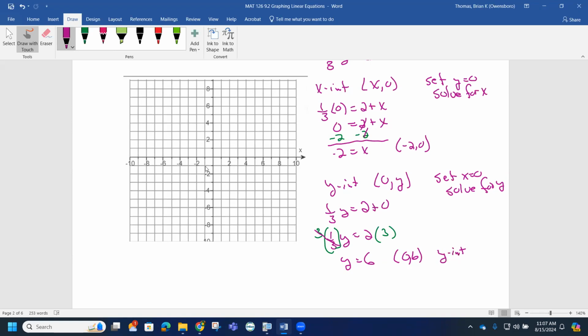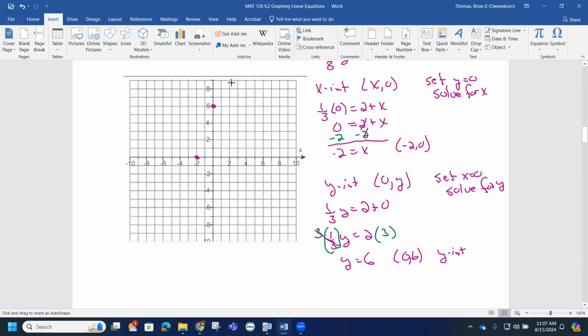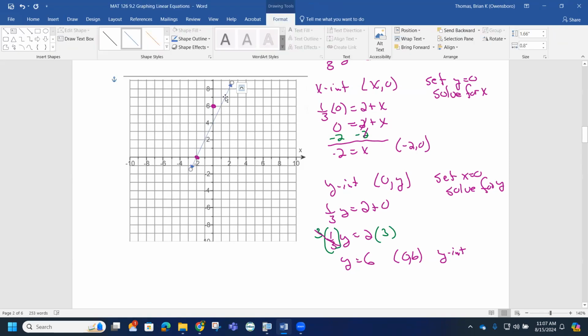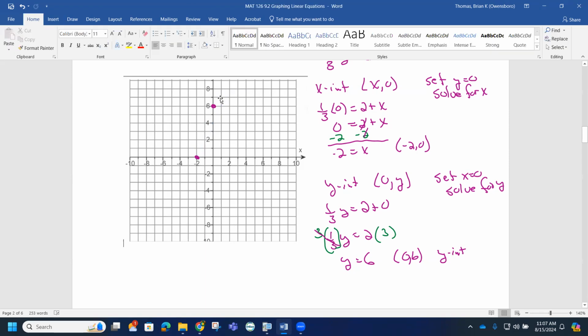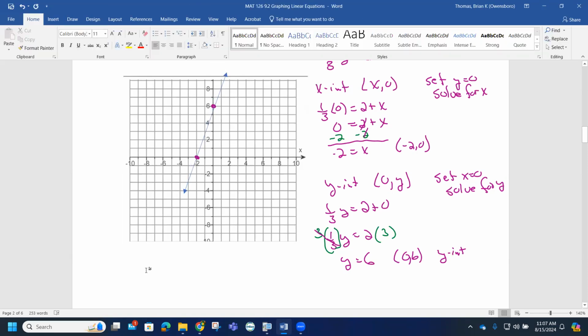So if we graph those two intercepts, -2, 0 would be located here. 0, 6 would be located up here. Once I have those 2 points, this gives me the location and direction of the line. This is not easy to do. No, not even close. Let's get rid of that. See if I make that go away. Try that again. Insert shape line. Let's see if that's better. So that's a little bit better. So that would be the graph of the line.